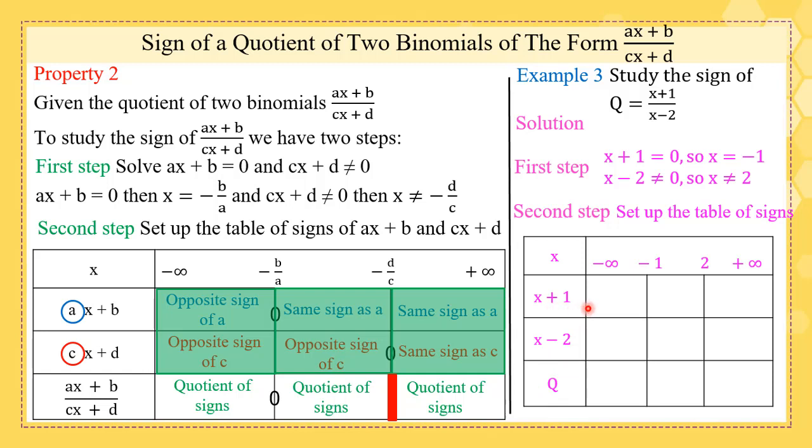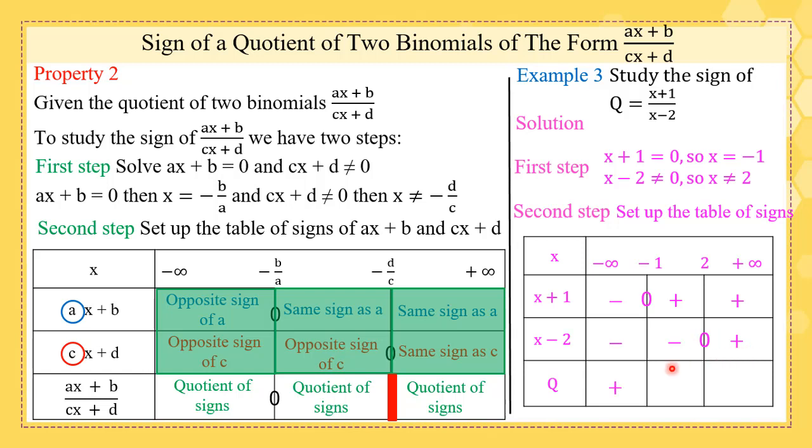X plus 1 is 0 at minus 1, so put a 0 at this column. Before the root, opposite sign of a, so we have a negative sign. A is equal to 1, the coefficient of x. After the root, same sign as a, so we have a positive sign. X minus 2 is 0 at 2, so here we have a 0. Before the root, opposite sign of a, which is positive, so we have negative signs. After the root, the same sign as a, so we have a positive sign.